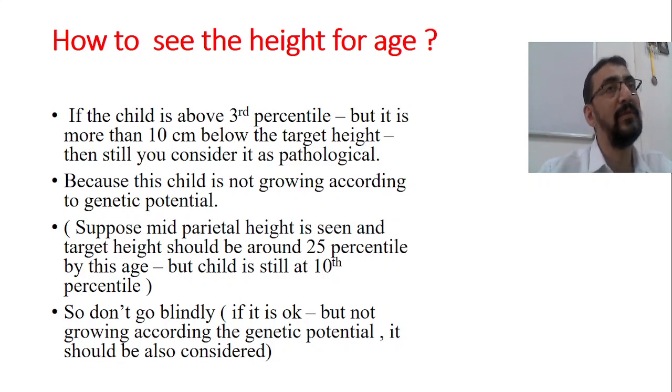कितना उसको अचीव करना था, उससे 15 सेंटीमीटर नीचे है, तो इसलिए वो सही तो नहीं है. हाँ, शॉर्ट स्टेचर वाला एक टैग उसके ऊपर नहीं लगा. Because this child is not growing according to the genetic potential. So 15 centimeters below means it is not growing according to the genetic potential.